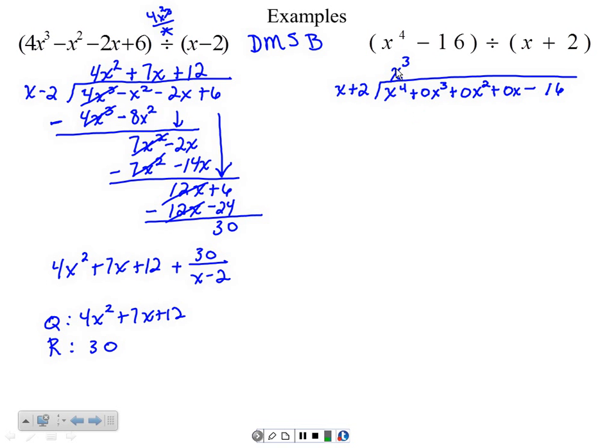And then you're going to multiply this x to the third times this whole entire binomial. So x to the third times x is going to be x to the fourth. x to the third times 2 is going to be 2x to the third.